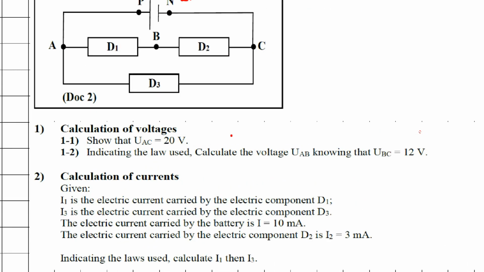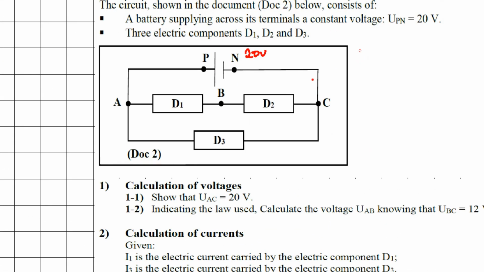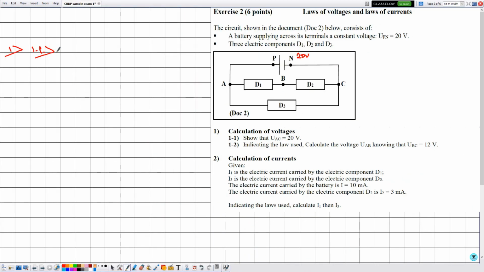Show that UAC is equal to 20 volts. So we need to prove that the voltage between the points A and C is 20 volts, knowing that PA and CN are connecting wires, so their voltage is 0, and this can be proved using the law of addition of voltages. Whenever we apply a law in physics, we need to mention the law that we are using. So let's write as a title: apply the law of addition of voltages.